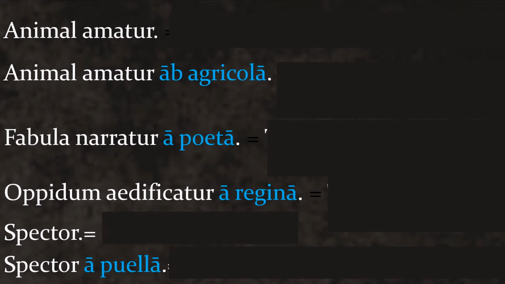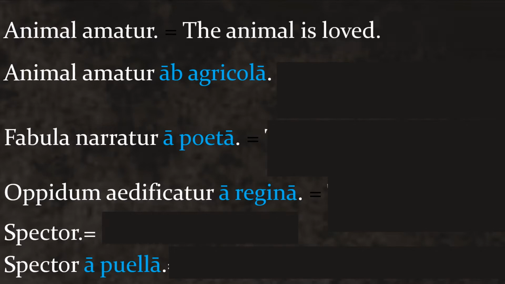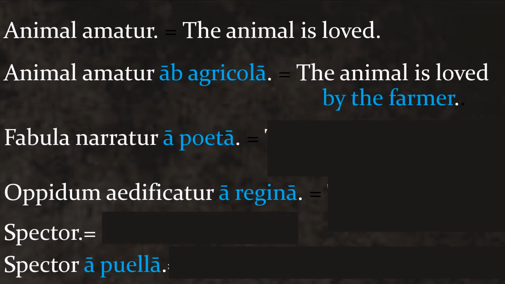Let's take a look at some more difficult examples. Animal amatur. What do you suppose this means? The animal is loved. And look, I have nothing in blue there. There's no personal agent. We don't know by whom the animal is loved. Animal amatur ab agricola. The animal is loved by the farmer.